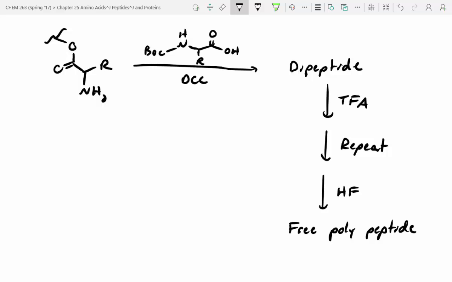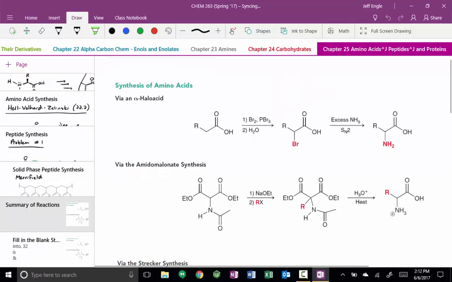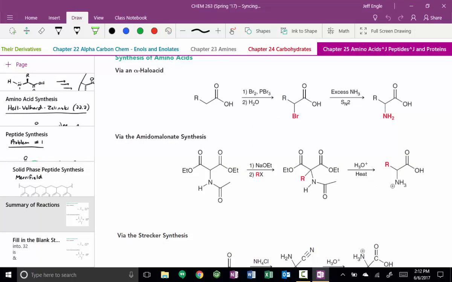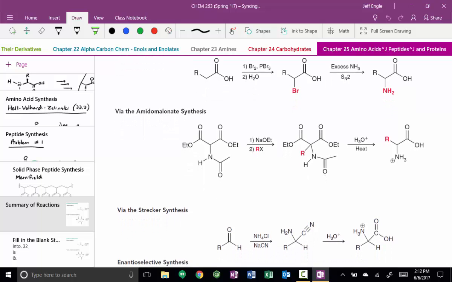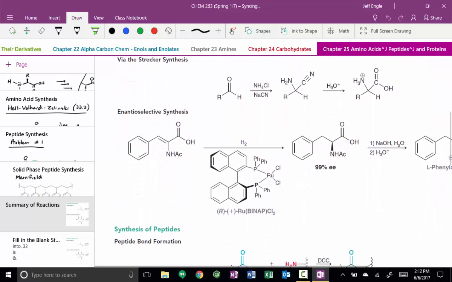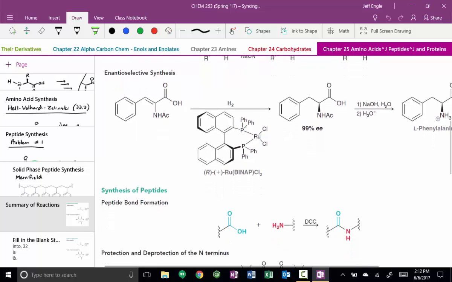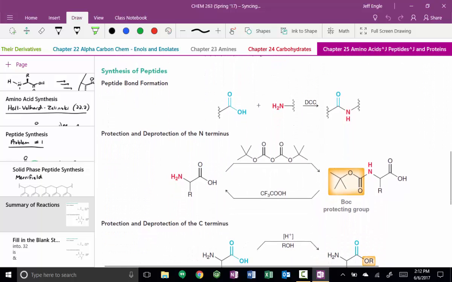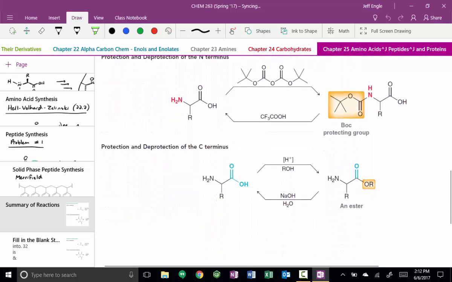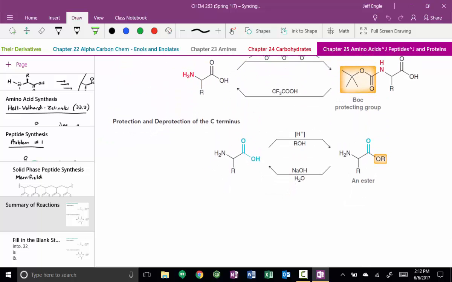I think that is where we are going to end it today. I've included the summary of reactions here. So the main ones are the Hell-Volhard-Zelinsky, the diethylmalonate variant for amino acids, the Strecker synthesis, the enantioselective synthesis, although I don't expect you guys to memorize the chiral catalysts, obviously. And then peptide bond formation, so knowing what protecting groups are needed for protecting and deprotecting. So Boc is the big one. Protecting groups for carboxylic acids were big. And really that's it. I'm not going to go into the nitty-gritty of directed evolution or anything like that. I'll leave that for your advanced classes.